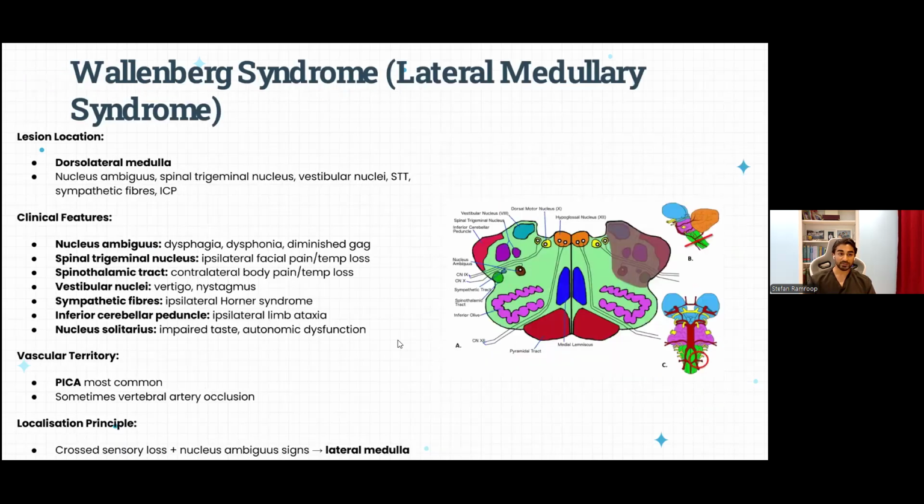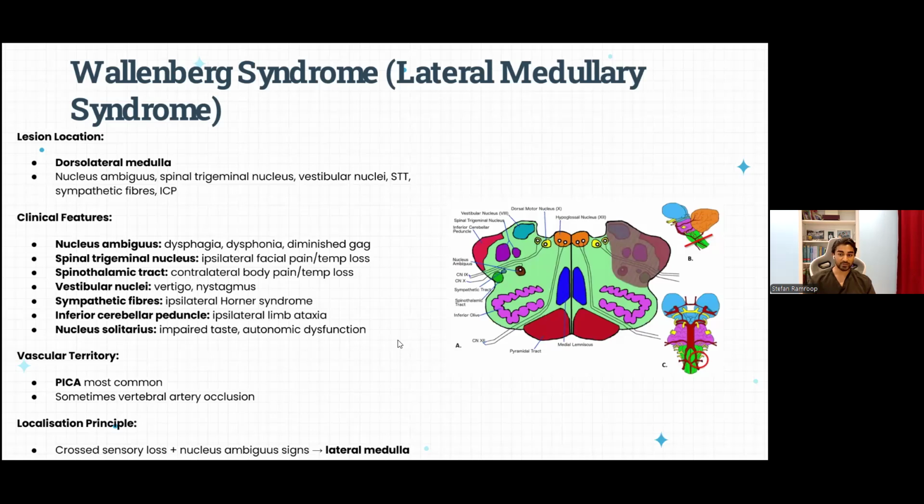Next, moving on to the syndromes of the medulla, there's lateral and medial medullary syndrome. So in lateral medullary syndrome, the lesion involves nuclei and tracts of the dorsolateral medulla, leading to a multi-system pattern. First, you have involvement of the nucleus ambiguus, which produces hallmark features of dysphagia, dysphonia, as well as a diminished gag reflex, which is important because nucleus ambiguus deficits do not occur in lateral pontine syndrome. So this will immediately localize it to a lesion of the medulla.